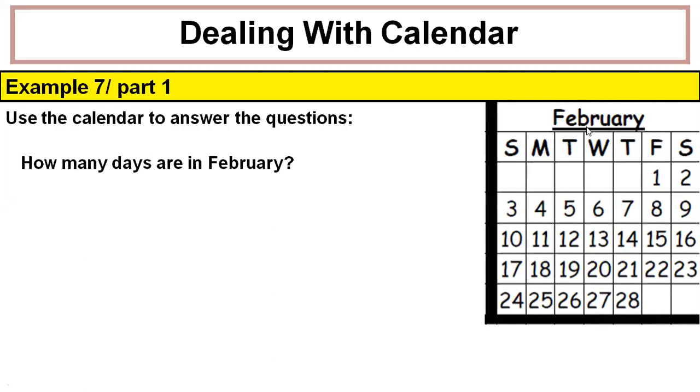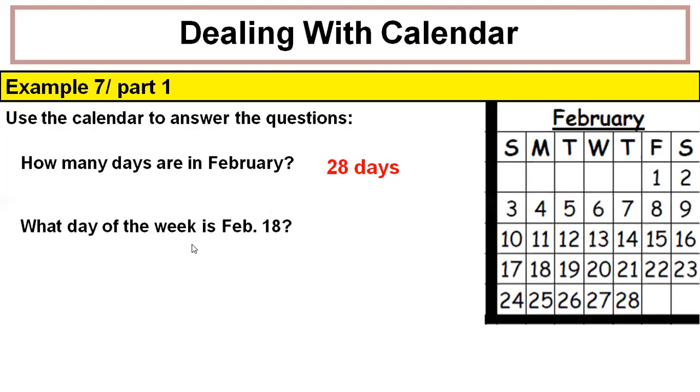So February starts from 1. This is the first day of February. And which day is that? It's Friday. The next day is going to be Saturday. Now, how many days are in February? Look at the calendar. What's the last number in the calendar of February? 28. So we have 28 days.